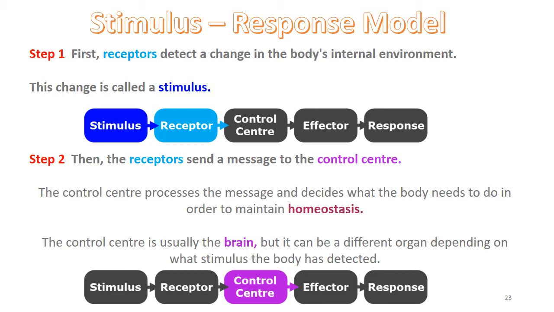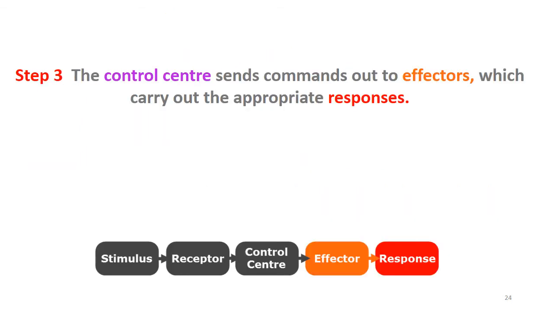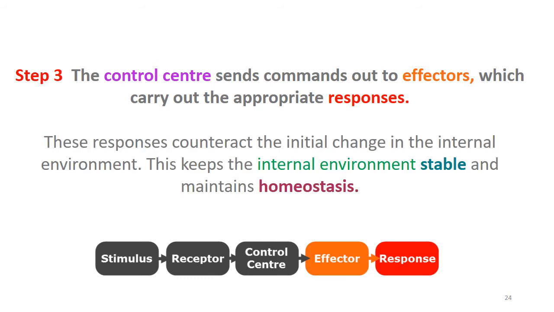The control centre is usually the brain, but it can be a different organ depending on what stimulus the body has detected. And step 3, the control centre sends commands out to the effectors, which carry out the appropriate responses.